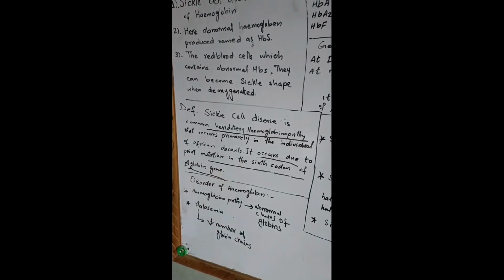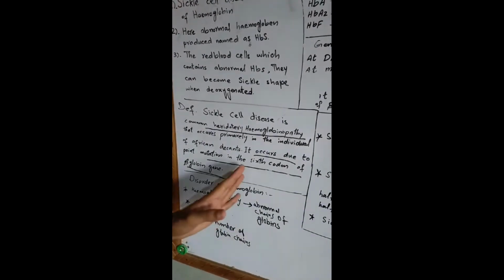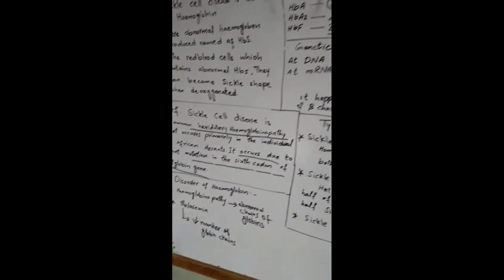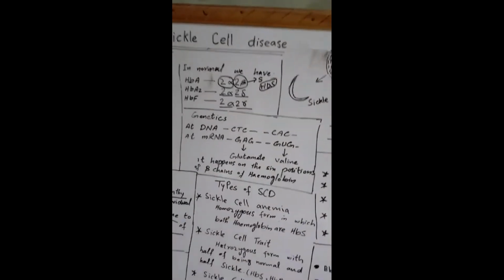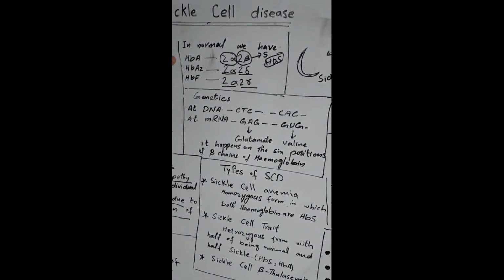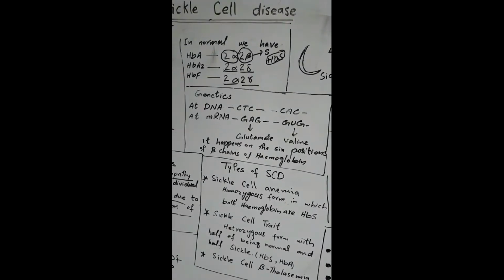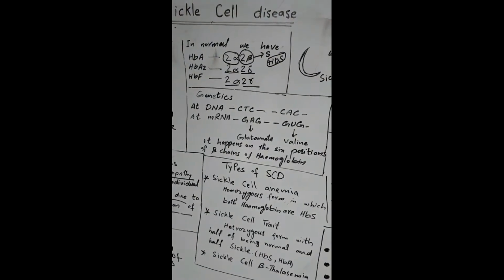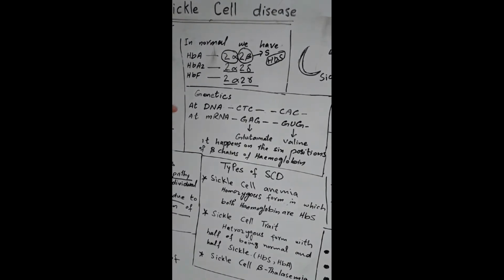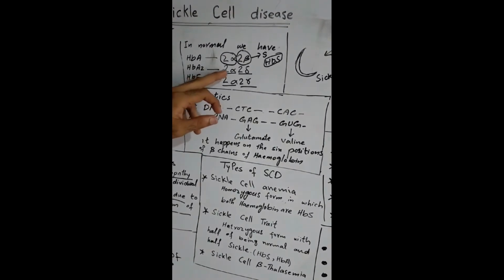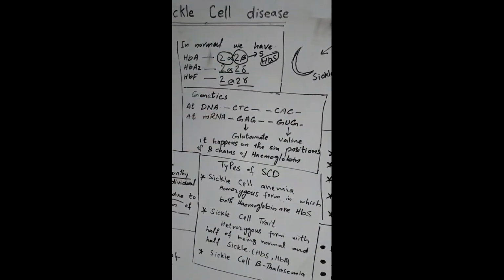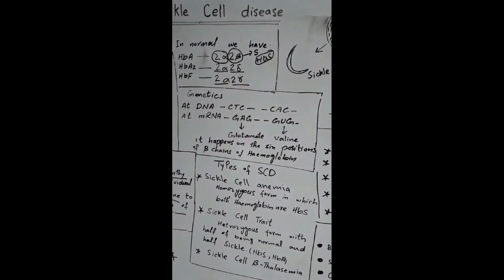Understanding the second part of the definition, it occurs due to a point mutation in the sixth codon of the beta globin gene. First, we will discuss the hemoglobin types. Normally there are three types: hemoglobin A, hemoglobin A2, and hemoglobin F. In hemoglobin A, there are two alpha globin chains and two beta globin chains. In hemoglobin A2, there are two alpha and two delta globin chains. In hemoglobin F, there are two alpha and two gamma globin chains.